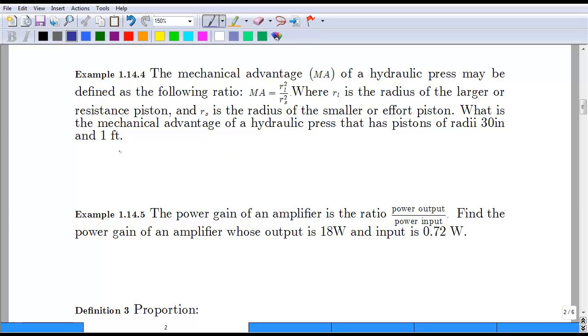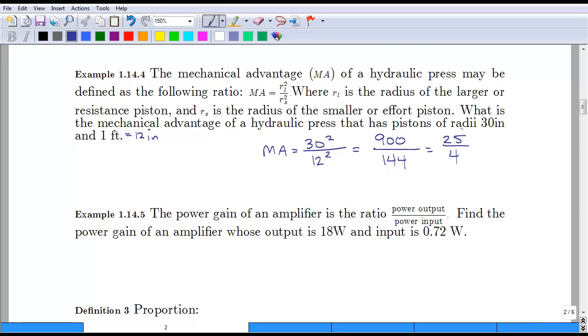So again, we've got two different units here, so we need to convert this 1 foot to be 12 inches. And if we go with our mechanical advantage here now, the larger radius, and again this is just plural for radius, is 30. We have to square it, and we're dividing by 12, and we have to square it. So we end up with 900 divided by 144. And again, we can reduce this fraction, and we come up with 25/4.